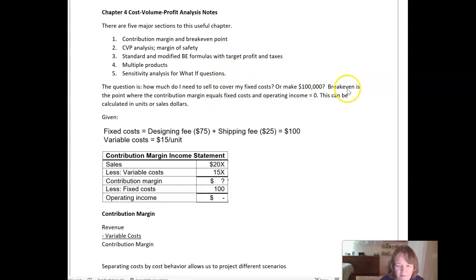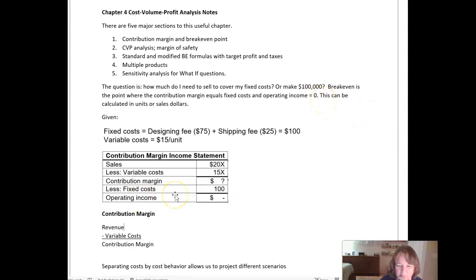So I've got one sentence here that if you've got these notes, you might want to highlight. But the break even is the point where contribution margin equals fixed costs. I've got operating income equals fixed costs. Oh, and operating income equals 0. And we can calculate this in units or dollars.